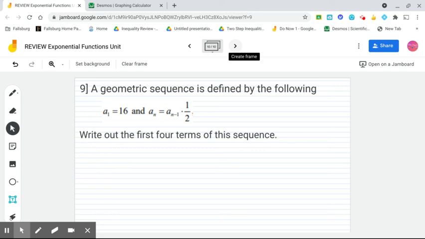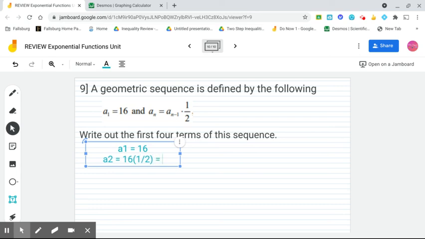Okay, well, the first term was 16. The second term is going to be, well, we want to take the term from before. That's what this a sub n minus 1 means. You're going to take 16 and you're going to multiply it by 1/2. So half of 16 is 8.